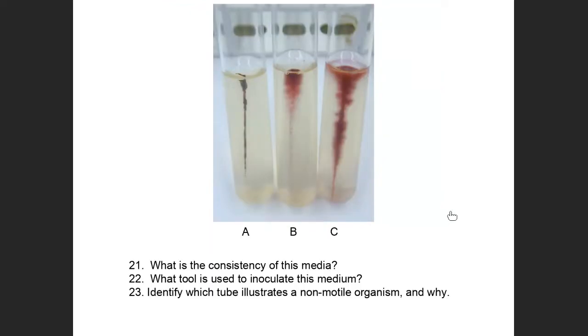So here again, you're looking at motility media. It is of semi-solid consistency. It has approximately 0.5 to 0.8% agar in it, and that gives it a consistency of jello. We say it's a semi-solid. So number 21, what's the consistency of this media? Well, it's a semi-solid, right?